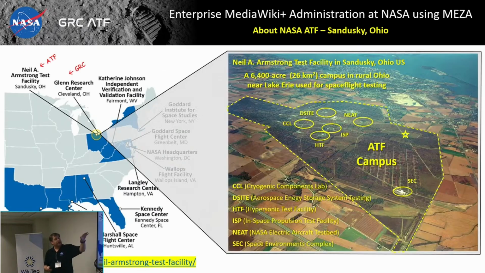Our campus, this is an aerial shot from Sandusky, Ohio. We've got roughly a 10-square-mile campus that contains half a dozen world-class facilities that do space environment testing on the ground. We bring spacecraft and satellites into our facilities, run them through their paces, find out how they behave in extreme space environments in a controlled setting before they go to the launch pad and fly.